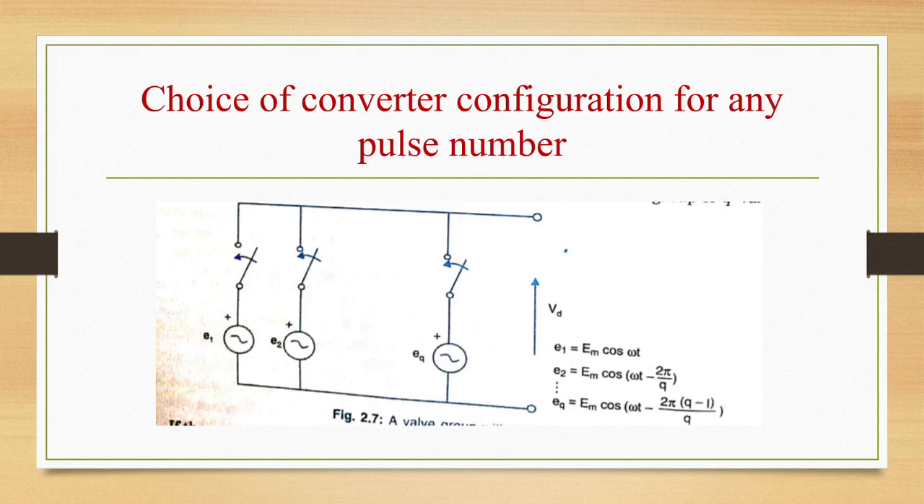That is, what is the choice of converter configuration for any pulse number. The Graetz bridge is a 6 pulse converter for which the lowest DC voltage harmonic is 6. Correspondingly, the lowest AC current harmonics are the 5th and 7th. To reduce the harmonic content in AC current and DC voltage, it is desirable to use higher pulse numbers. In general, the characteristic harmonics are of the order HDC equal to NP and HAC equal to NP plus or minus 1, where N is an integer and P is the pulse number.